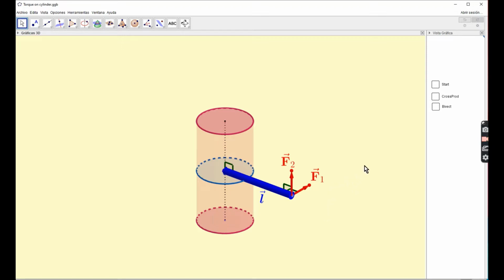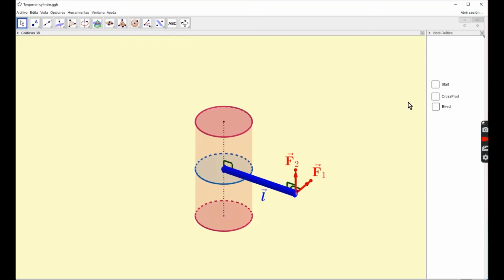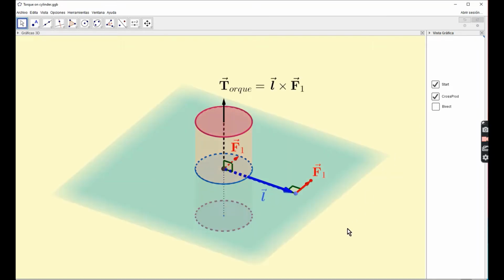So the typical idea here is that if we're going to use vector methods, first we represent that lever here as a vector, L. And the traditional way of dealing with torques is via the familiar cross product. The cross product, L cross F, gives us a vector that is perpendicular to the plane of the force and the lever.